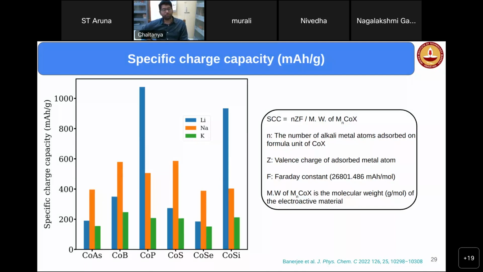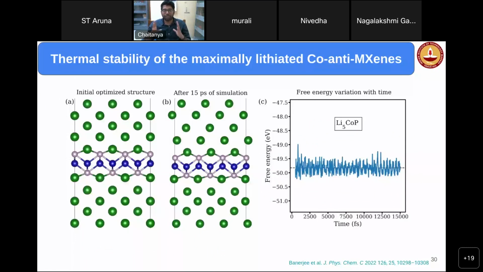The other thing is the thermal stability. What we can do is consider the highest adsorbed case, that means when you loaded the maximum number of layers. So here, for example, if you consider this COP, for this you have loaded up to 5 layers. You take this 5 layer COP and then you run the molecular dynamics simulation at a specific temperature. Here we ran it at 300 Kelvin because we just wanted to understand how this behaves at room temperature.